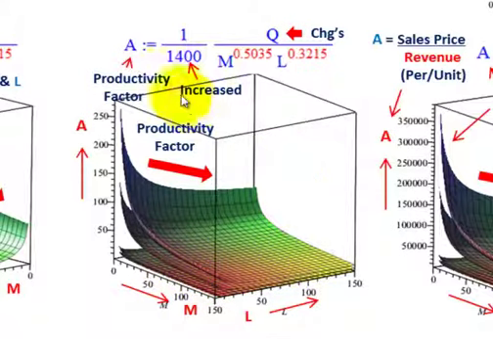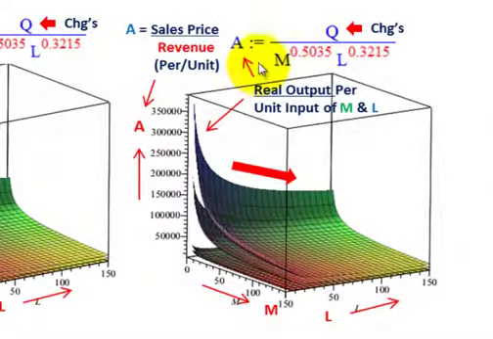And that's looking at it just in unit amounts, looking at that productivity factor, or actually your revenue per selling price per unit. And then finally, if we go over here and look at graphing it out as a sales price per unit, all I'm doing is changing our Q, or our profit, based on our material and labor inputs. So this is the case where A is the real output per unit of input of material and labor.